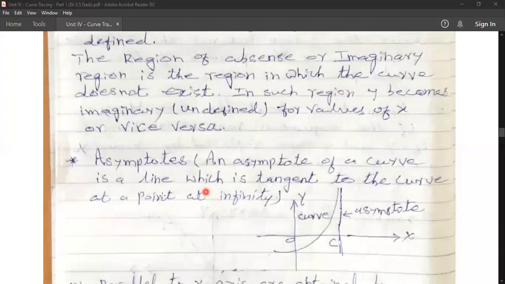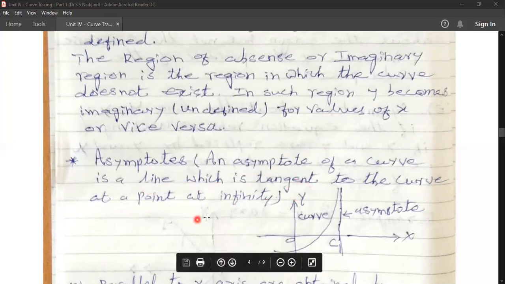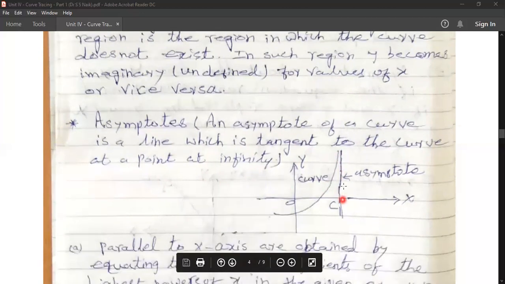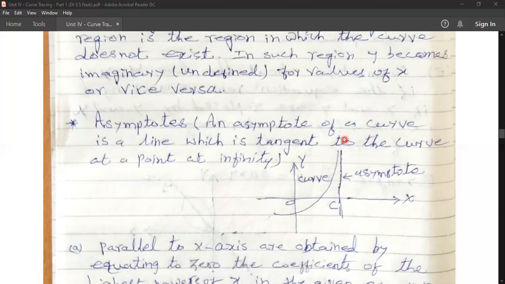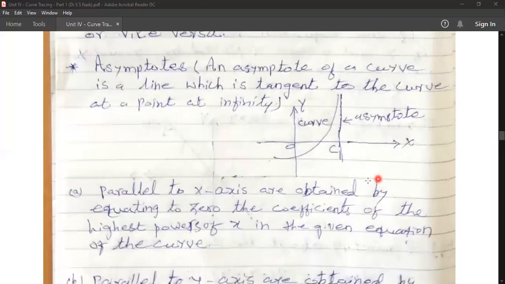Then we'll see the next point, asymptote. An asymptote of a curve is a line which is tangent to the curve at a point at infinity. That means this is an asymptote to the curve. This tangent meets the curve at infinity, that means it does not touch the curve at all. This is called an asymptote.